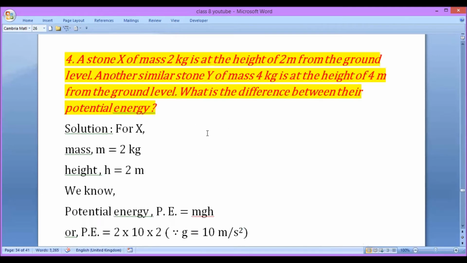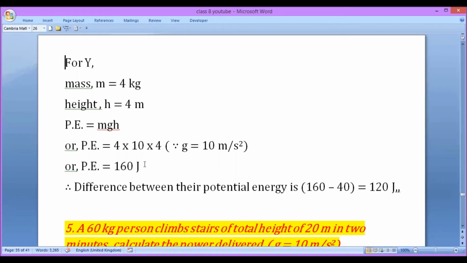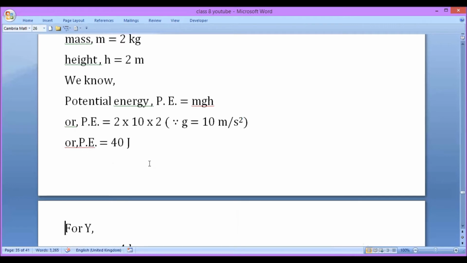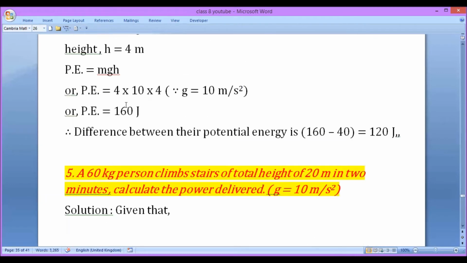Here is the question. What is the difference between their potential energy? We have calculated the potential energy of stones X and Y. But what is the difference? Difference means you have to subtract the small value from the big value. Here the potential energy is 160 joule, and the potential energy of stone X is 40 joule only. So we have to subtract 40 from 160.